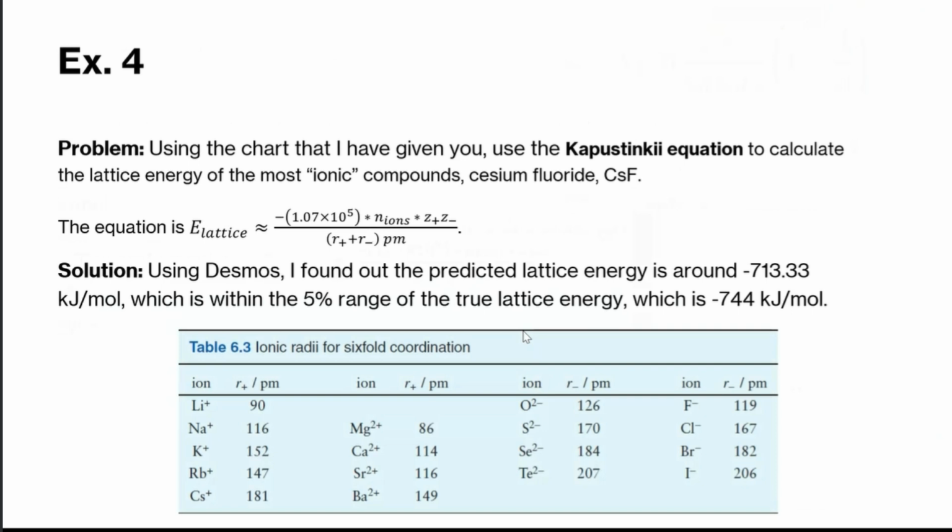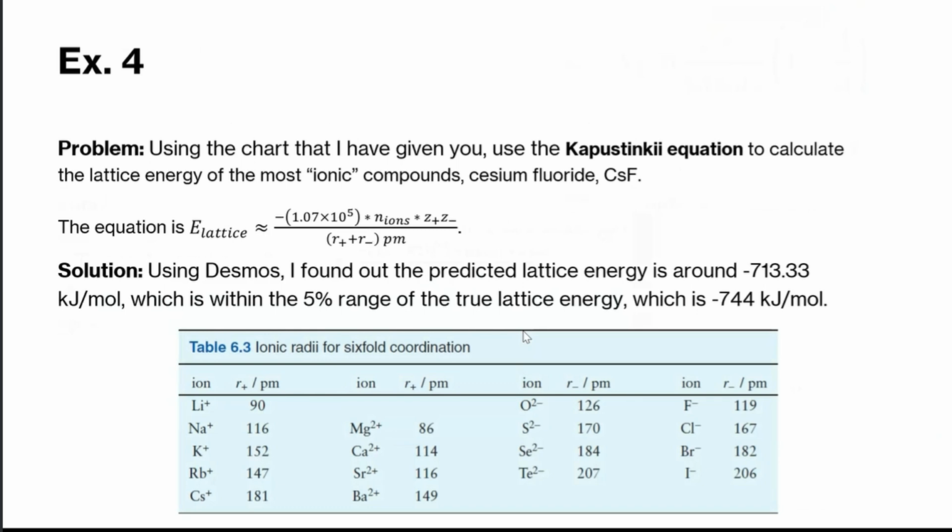So, using the chart that I've given you, use the Kapustinskii equation to calculate the lattice energy of the most ionic compound, which is cesium fluoride. So we have this equation, E lattice, approximately. We know that N ions is 2 because with cesium fluoride, if we take 1 unit of that, there are 2 ions in there. And we also know that there's 1 and 1, because cesium has a +1 and fluorine has the -1. And then we put all that over that picometer indication.